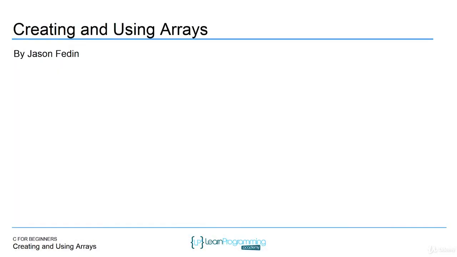An array is a concept that allows you to store many different values in a single variable, essentially. Arrays are common in most programming languages. They help simplify and make your program a lot more efficient. So we're going to talk about creating and using arrays in C.